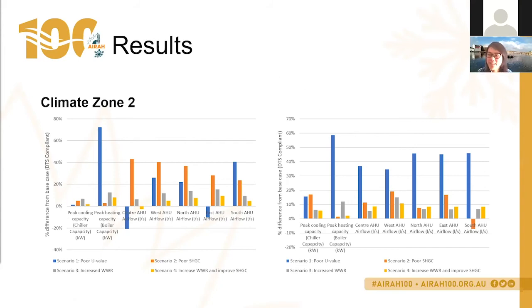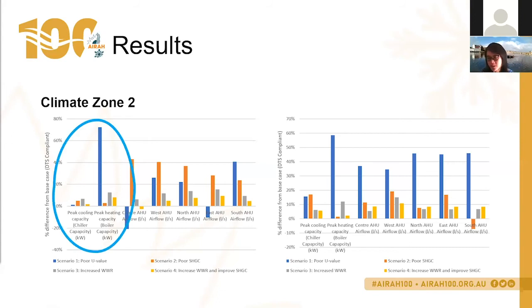A few things to note. On the y-axis, we're comparing the scenario to our DTS compliant case, the fully compliant case. What is the percentage change? If it's a positive change on the y-axis, then it means that, for example in this first one here, the peak cooling capacity of our chiller increases.